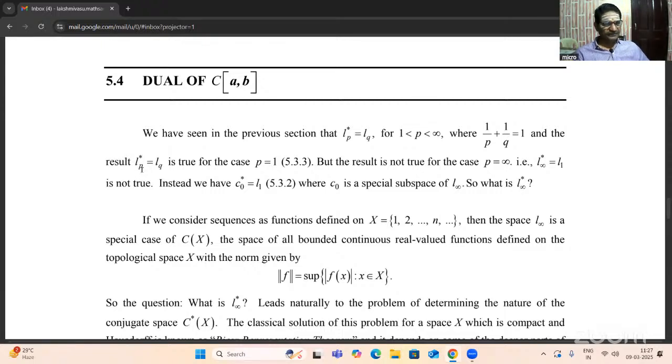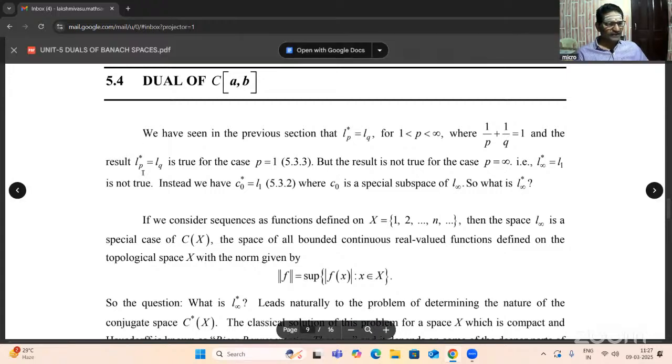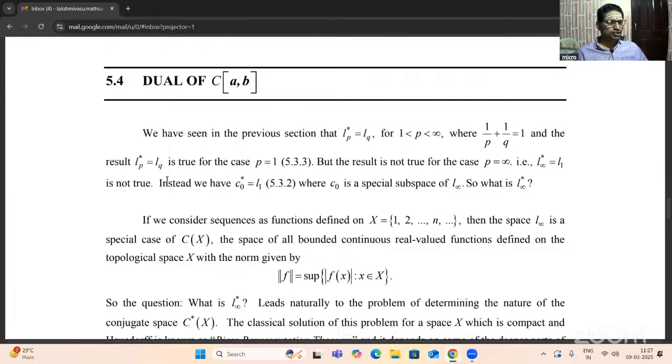Suppose p = infinity, then the dual of L∞ equals L1. That is not true here. So for the short answer, just observe the given statement. Derive and prove that Lp star equals Lq.